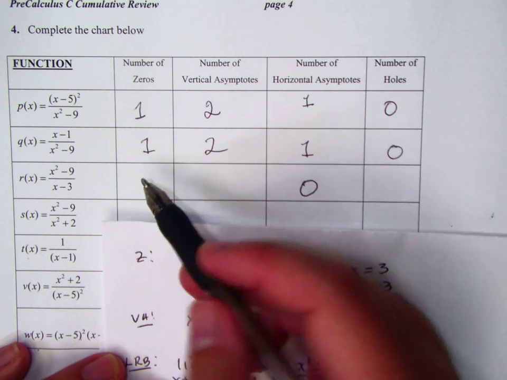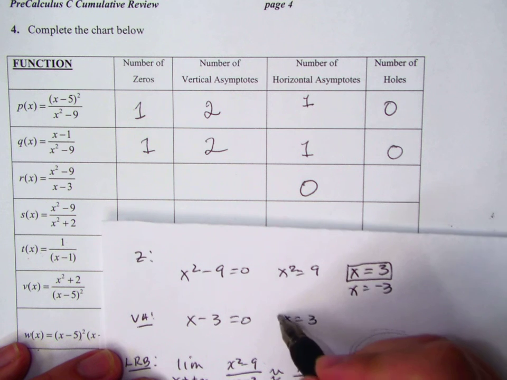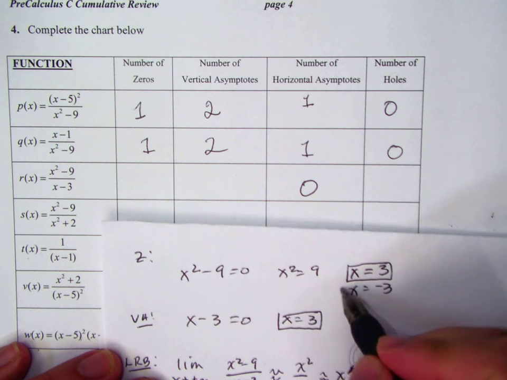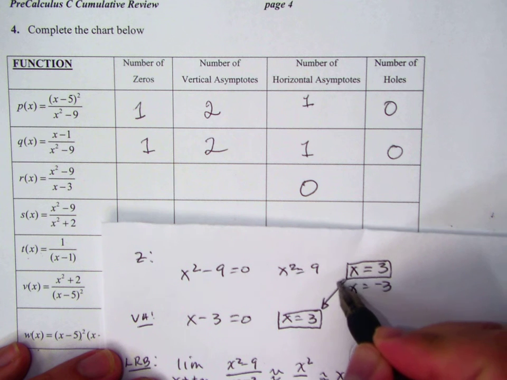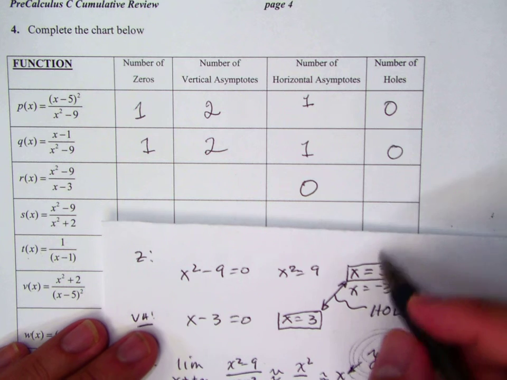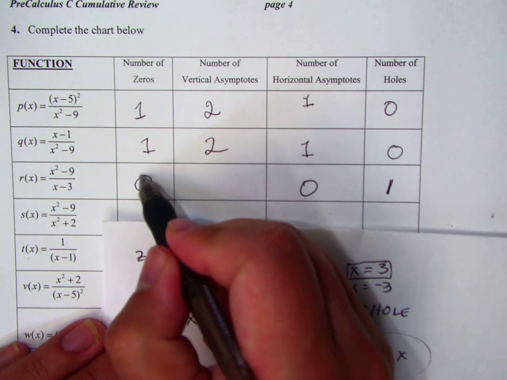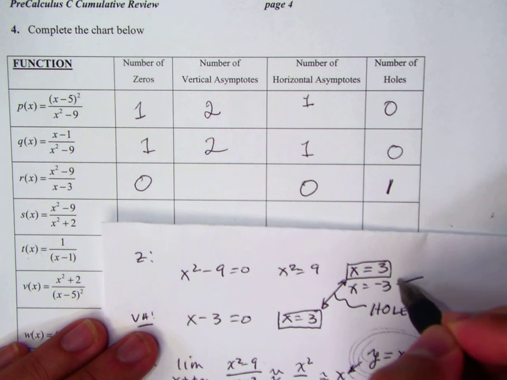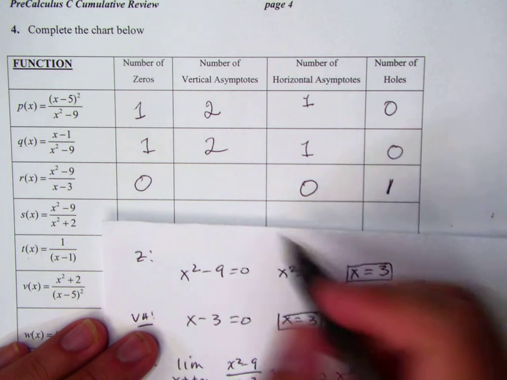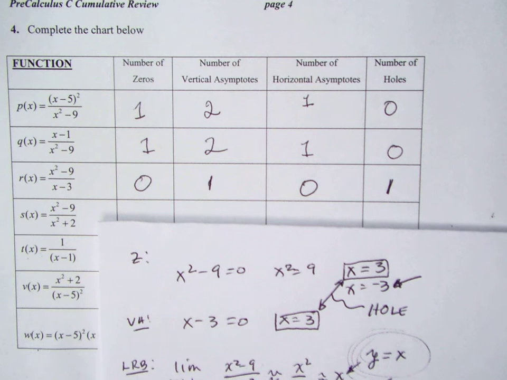Let's go back to the number of zeros. Here we have a zero that conflicts with a vertical asymptote candidate. So that will become a hole at x equals 3. So we'll have one hole. We will have no zeros, and we will just have one vertical asymptote at x equals negative 3. And I'm going to stop there before this video gets too long.